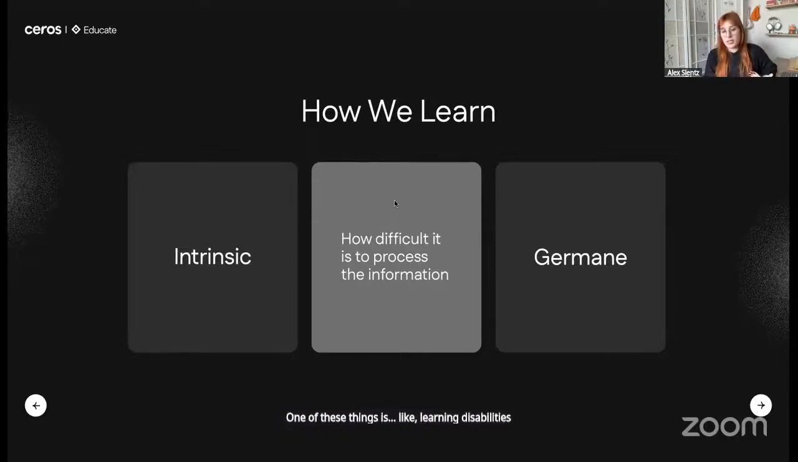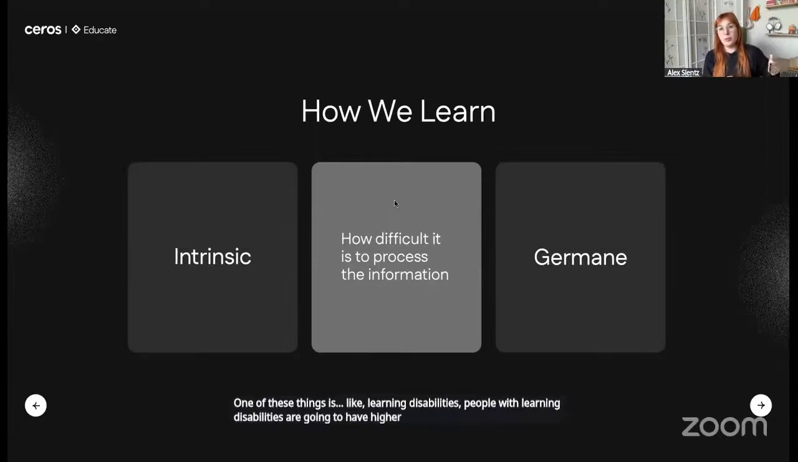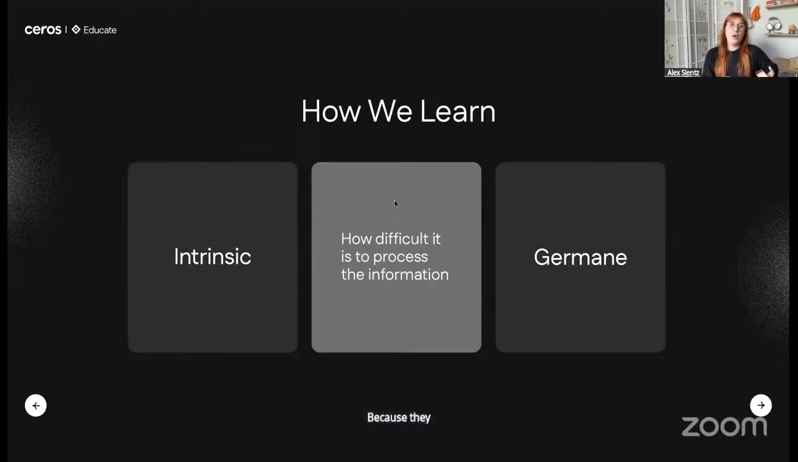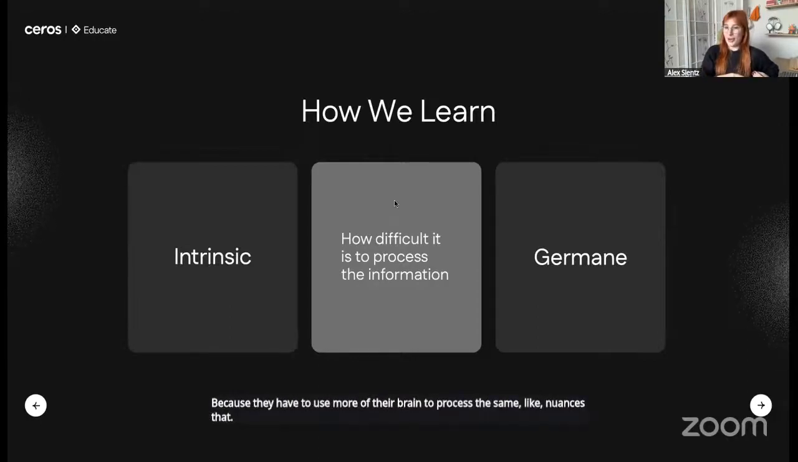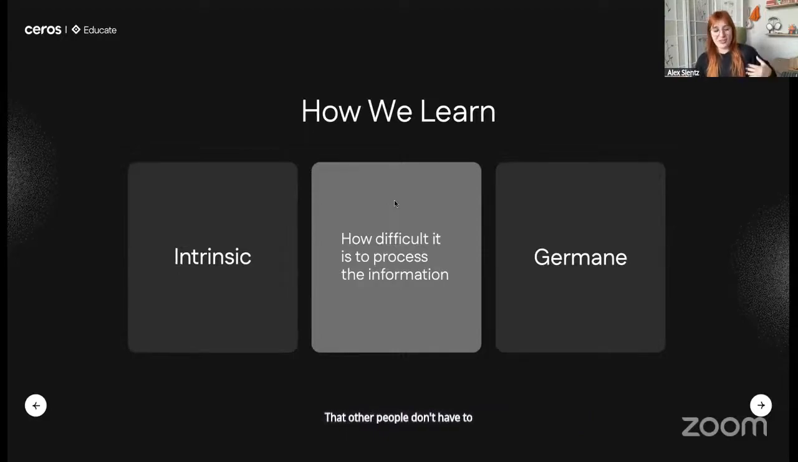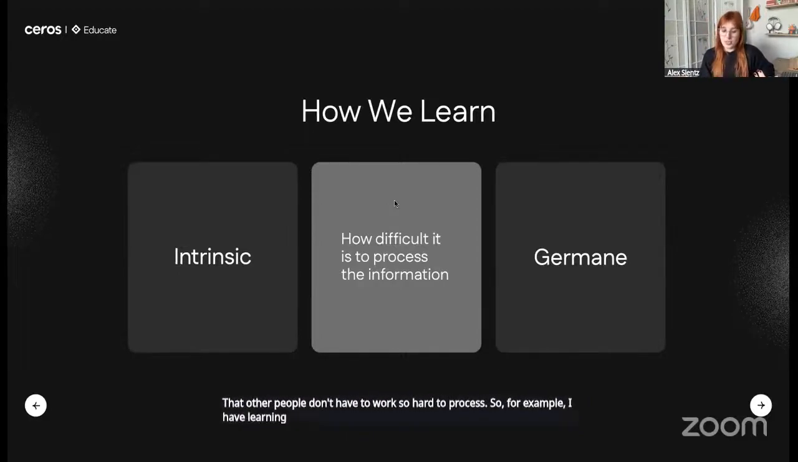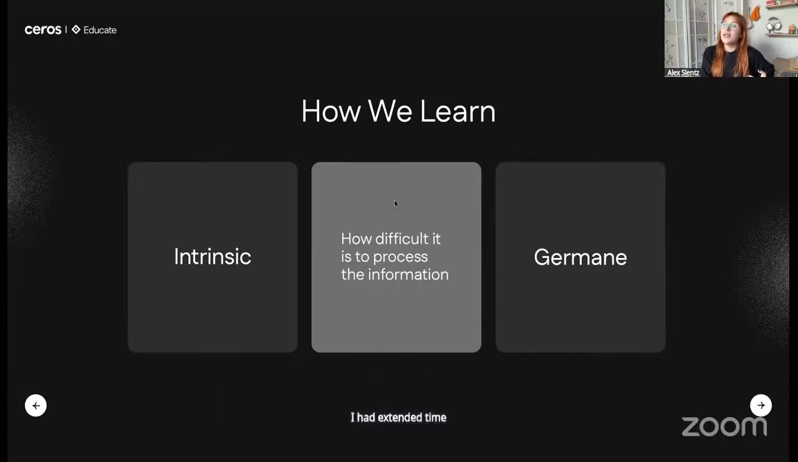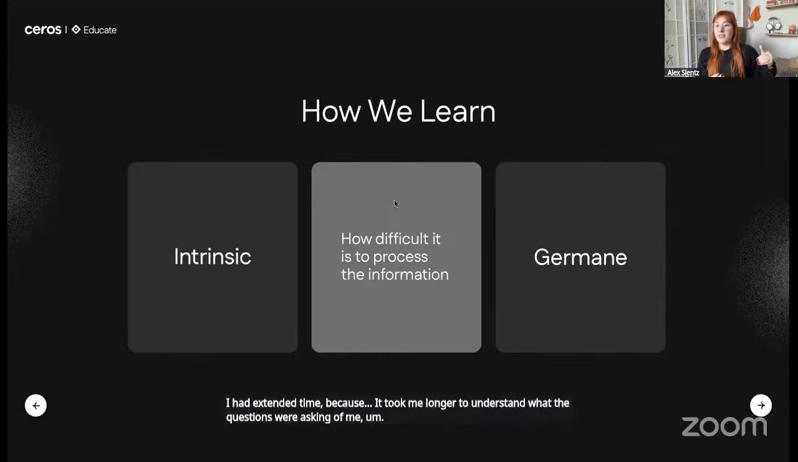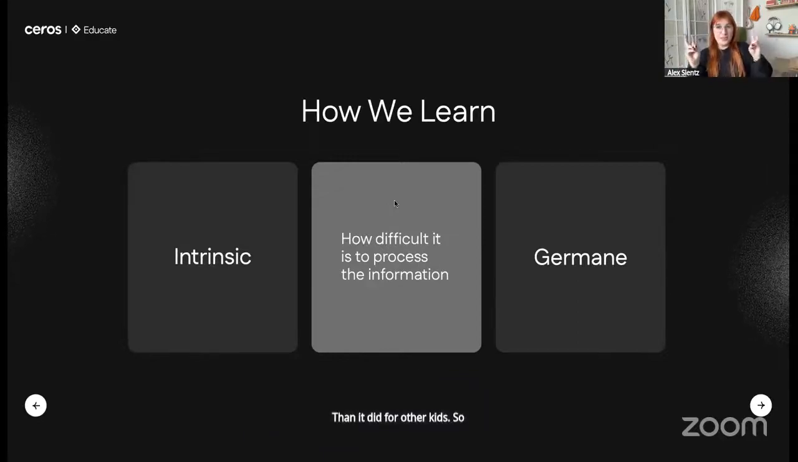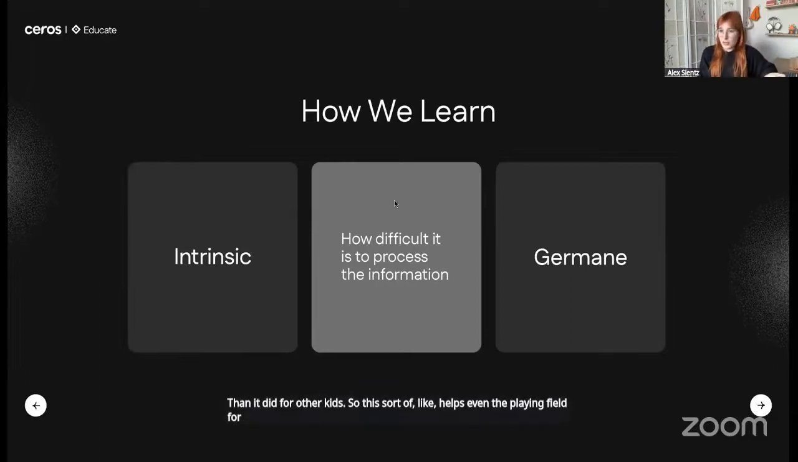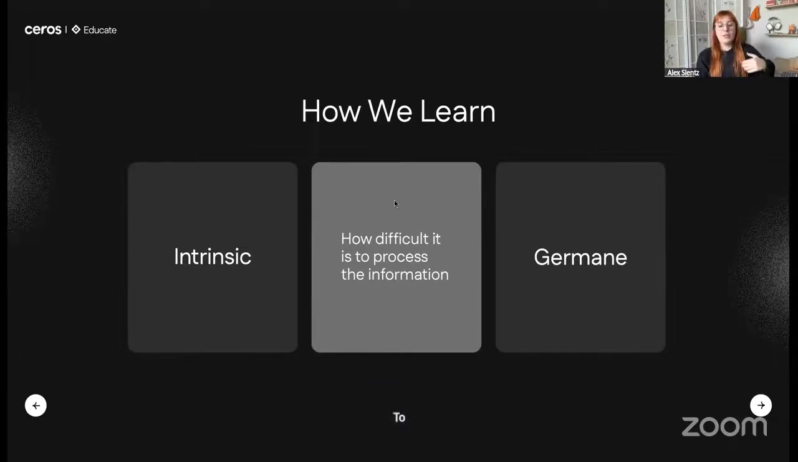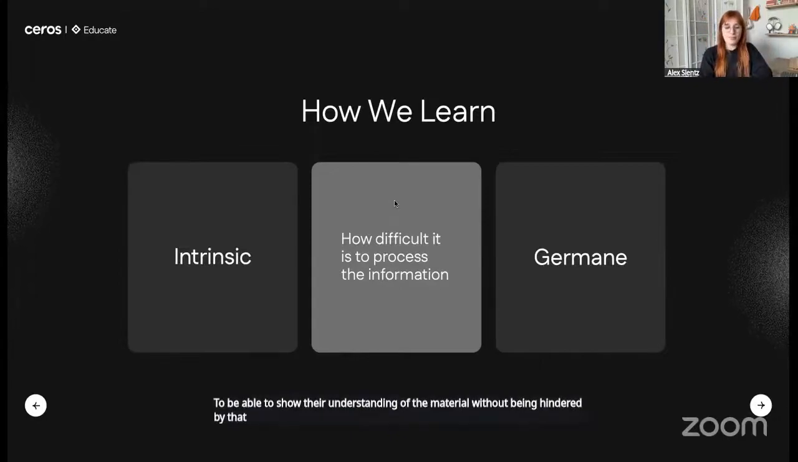People with learning disabilities are going to have higher extraneous loads than people without them because they have to use more of their brain to process the same nuances that other people don't have to work so hard to process. So, for example, I have learning disabilities. When I was in school, I had extended time because it took me longer to understand what the questions were asking of me than it did for other kids. This helps even the playing field for me and other students with disabilities to be able to show their understanding of the material without being hindered by that processing time.